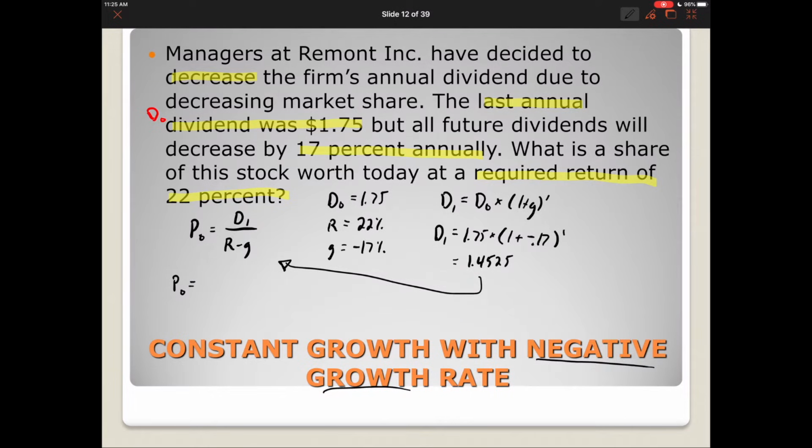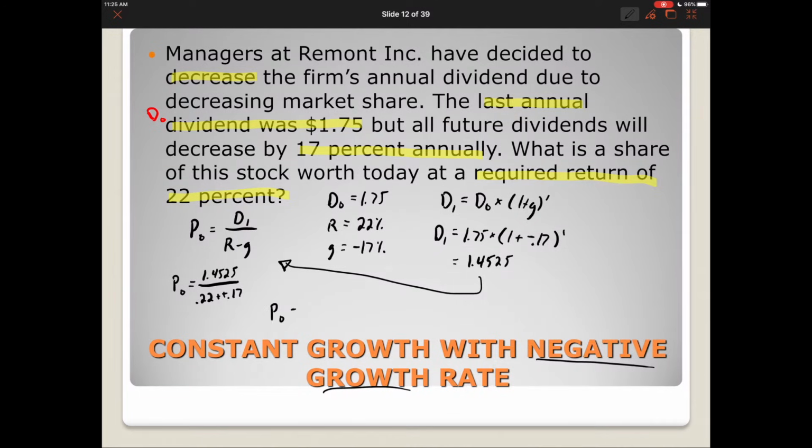So the price at time period 0 is equal to the next year's dividend, 1.4525, and we divide it by R, which is 0.22, minus G, which is a negative 0.17. So as you can see there in our equation, instead of subtracting there, we actually will be adding our growth rate due to the minus a negative.